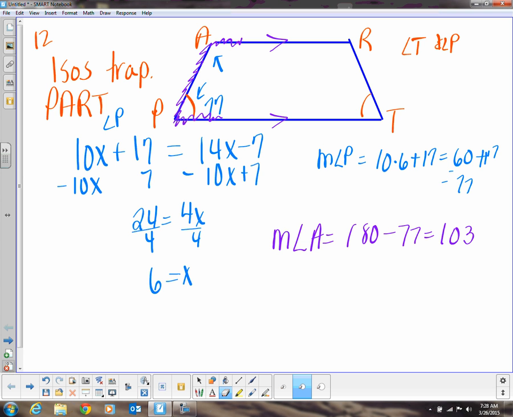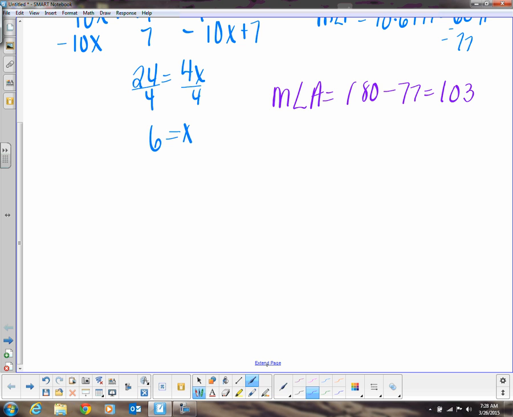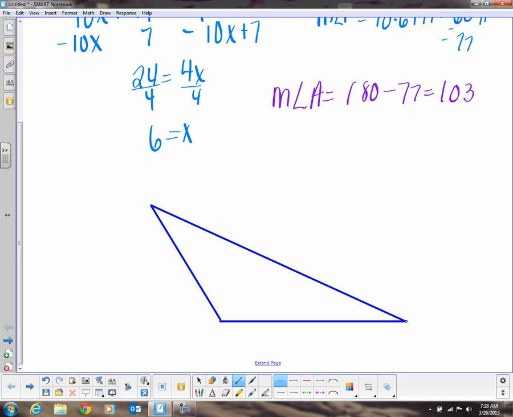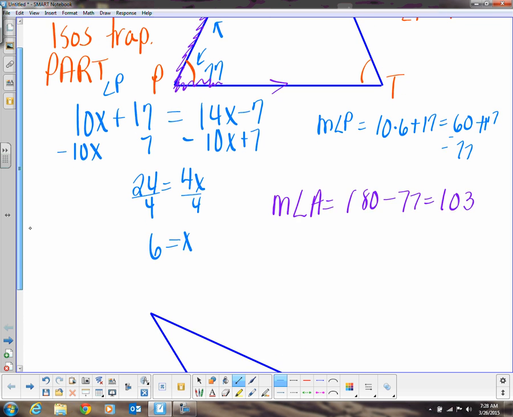Caitlin. Okay, problem 4 is an obtuse triangle. So this is, yeah, in a minute. This is 4.